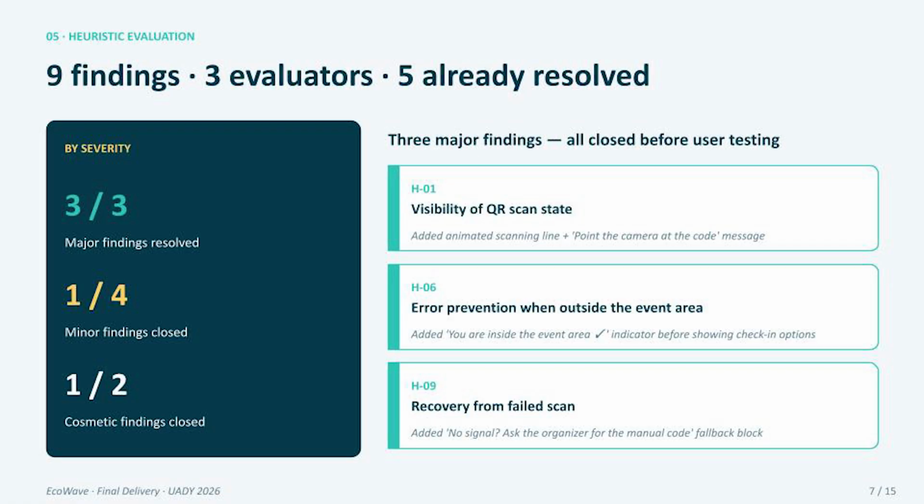We added a "you are inside the event area" indicator to prevent errors, a recovery block for when QR scanning fails, and a continuous scanning animation so the user knows the camera is working. Resolving the majors before user testing meant the session was free to surface finer issues, which it did.